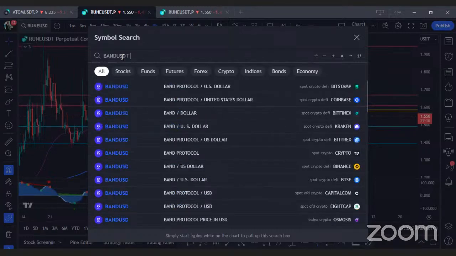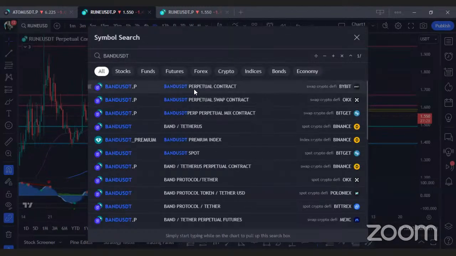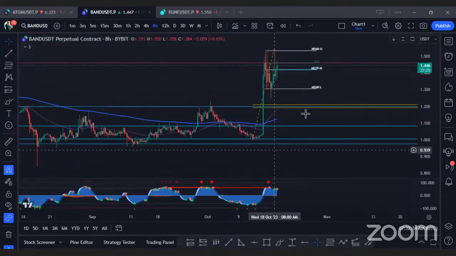Please let me know if that is what you wanted to type. Okay, let me know. But for now, BAND USDT, let's see what we have here.